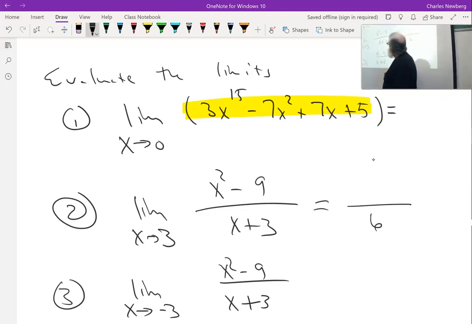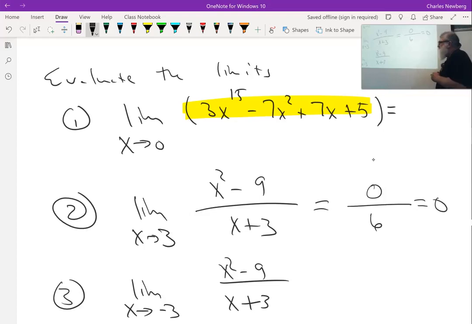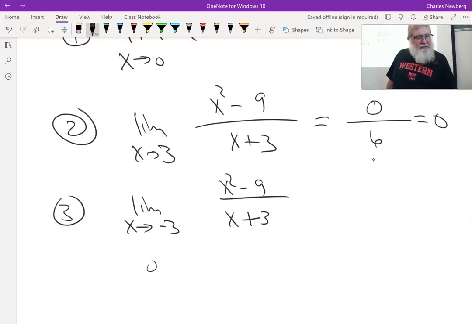Put in 3 up here. 3 squared is what, 9? 9 minus 9 is what, class? 0. And we're allowed to divide into 0. We're just not allowed to what? Divide by 0. All right, this next one. We put in minus 3 here. Uh-oh. What's the problem? 0. All right. What happens if I put in minus 3 up there? 0. So what we have here is 0 over 0.